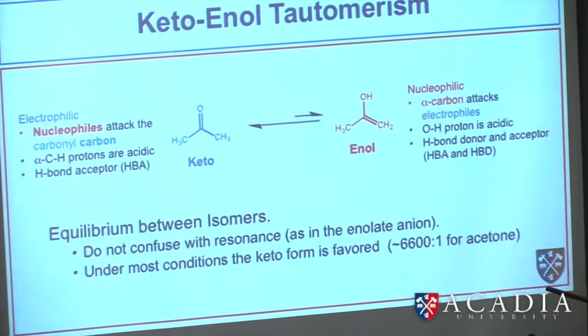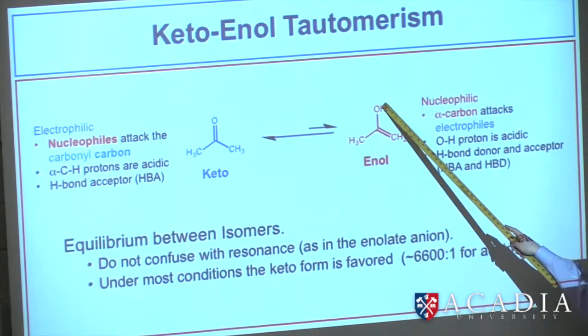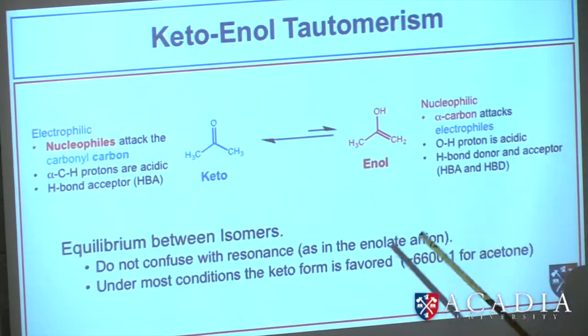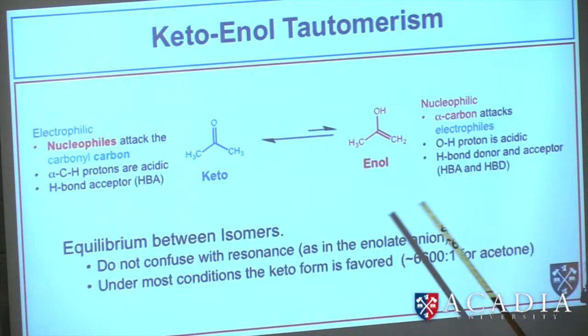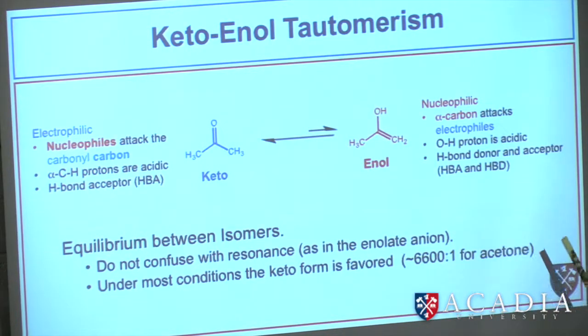So a couple of things. It's just an equilibrium between isomers. We have to actually move an atom to get from one to the other. So don't confuse these with resonance structures. Under most conditions, the keto form is favored. Under most conditions, not always.